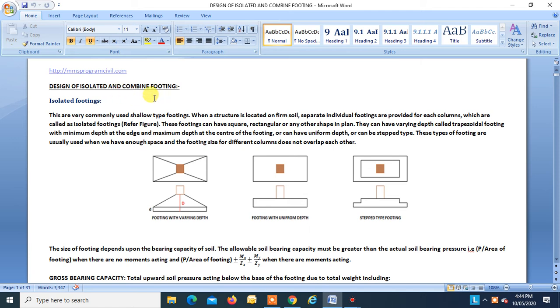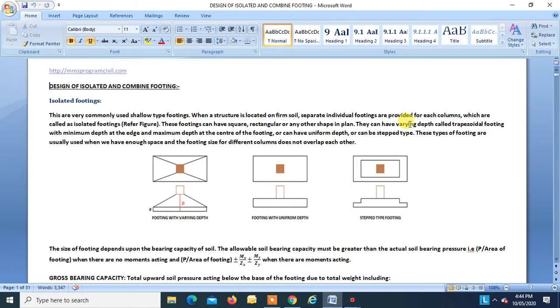Isolated and combined footing. Today we will see in this video the design of isolated footings. These are very commonly used shallow type footings. When a structure is loaded on firm soil, separate individual footings are provided for each column, which are called isolated footings. These footings can have square, rectangular, or any other shape in plan.